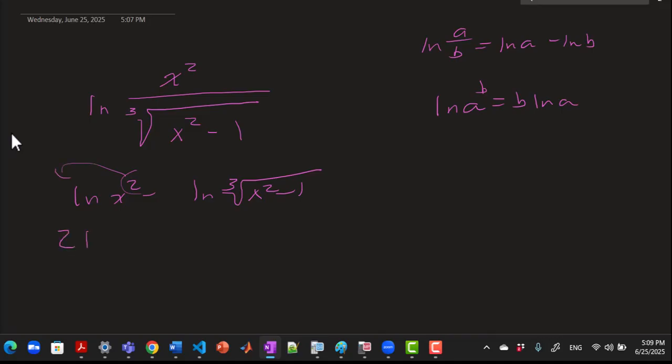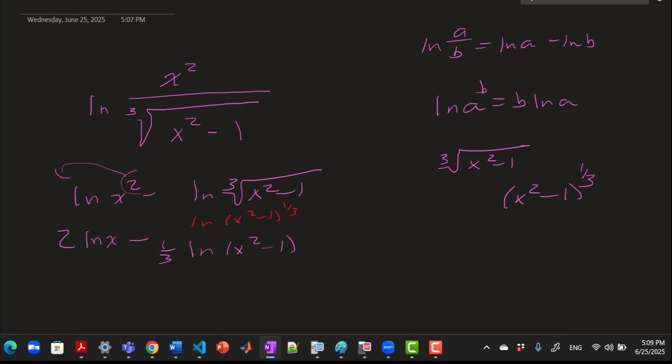So I get 2 natural log x minus, and I remember that the cubed root of x squared minus 1 could be written as x squared minus 1 to the 1/3. So I can bring that 1/3 out in front, and I get 1/3 natural log of x squared minus 1. But I'm not done yet.